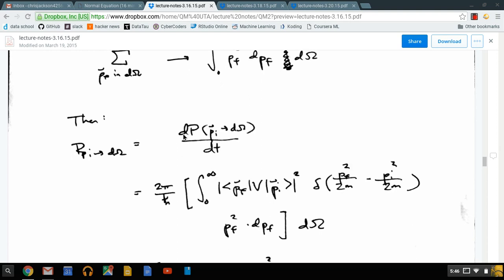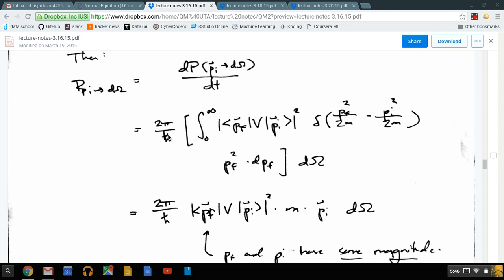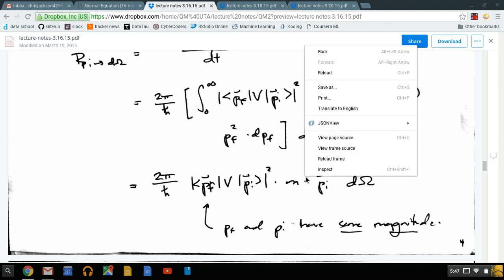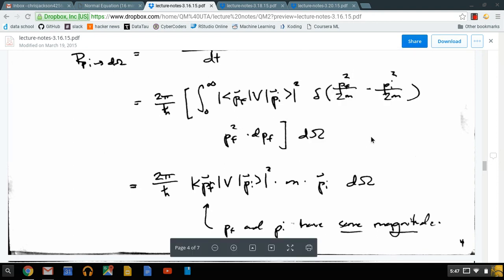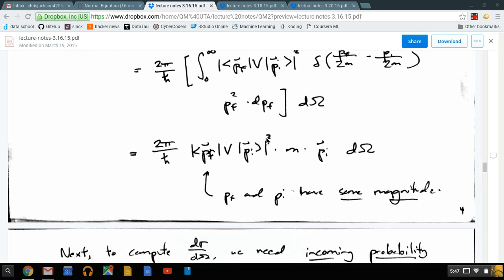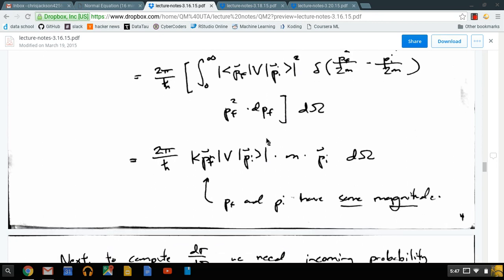And if I plug in our expression from Fermi's golden rule, right? So I've got this integration here coming from Fermi's golden rule, and then I can use. So let's see. So I want to do this integration, and I can use the delta function coming from Fermi's golden rule to actually do this integration. Yeah. So I'm integrating over P final, right?